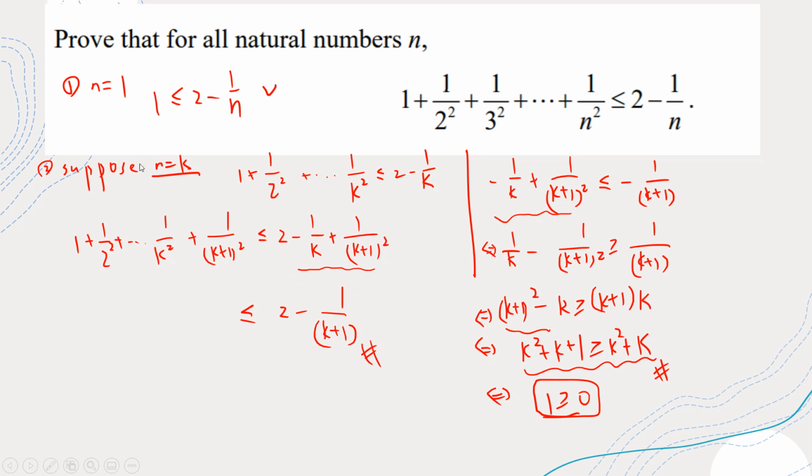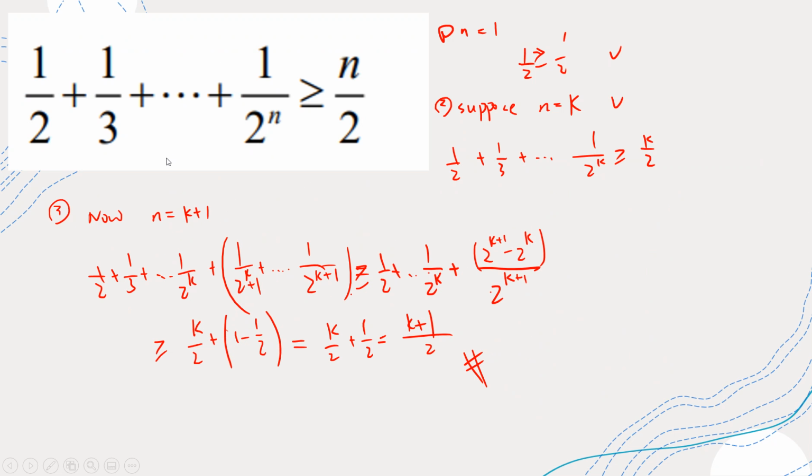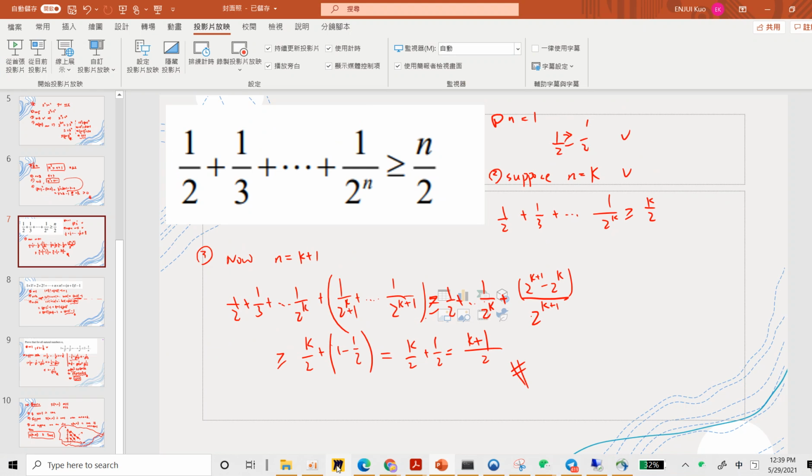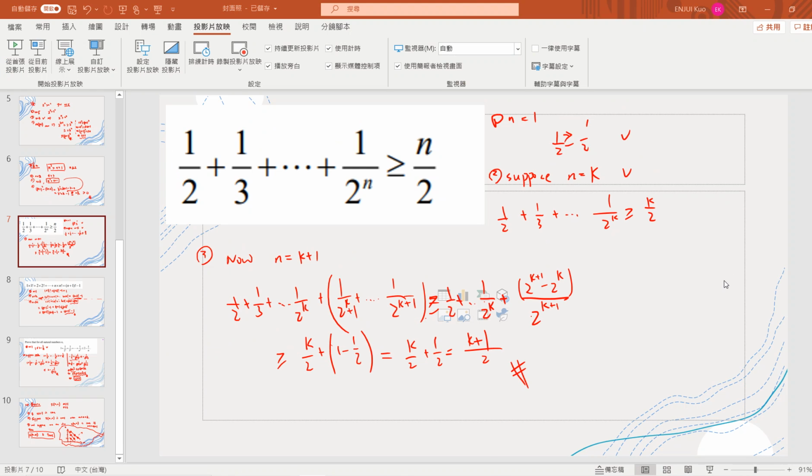Okay, so we showed these three, and I will see you guys in the next video. In the next video, we will go to some other difficult mathematical induction problems.